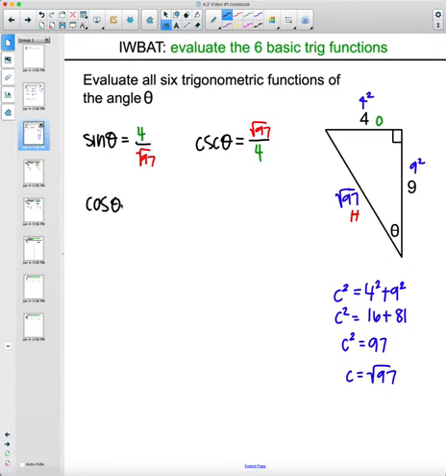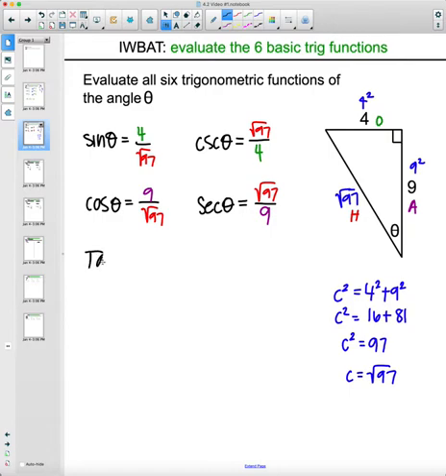Cosine of theta: cosine is equal to the adjacent. The adjacent side is the 9, the one right next to it that's not the hypotenuse. So 9 over the hypotenuse, which is square root 97. Then the secant is the reciprocal of cosine, so the secant is going to be the flip of that. So square root 97 over 9, or hypotenuse over adjacent.